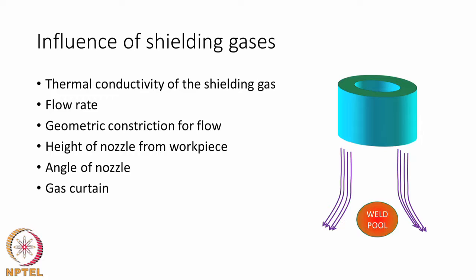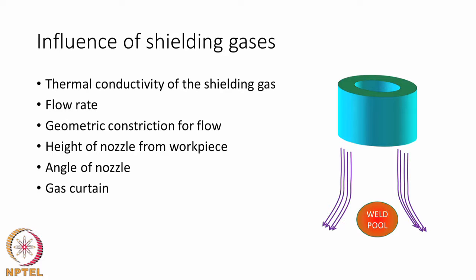The angle of the nozzle also plays a role. It may induce asymmetry in the heat source distribution. If the welding torch along with the gas nozzle is kept perfectly at 90 degrees to the workpiece, then symmetry is expected in the heat source distribution. But if it is at an angle, then you may not have that symmetry, if the shielding gas plays a role in significantly altering the heat source.